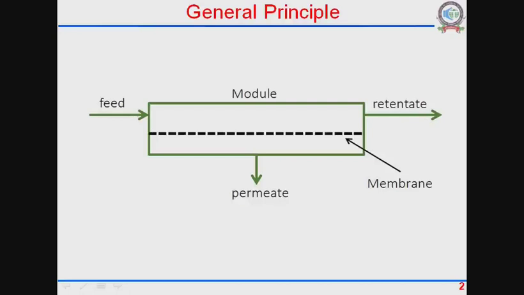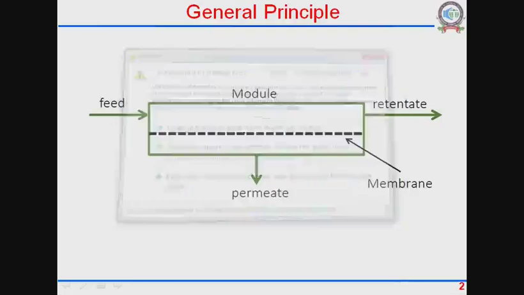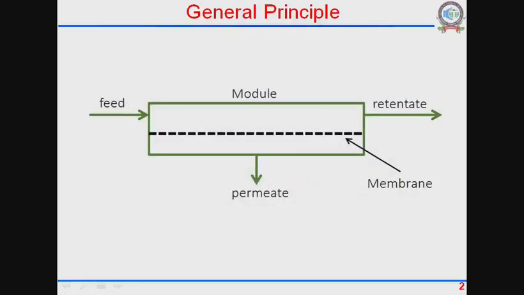Now some of the material will go through this membrane. We will call this a permeate stream. Something will not go through this membrane, that we will call retentate. So what we are trying to filter or separate is some component from the feed into two parts. One is the retentate and one is the permeate.